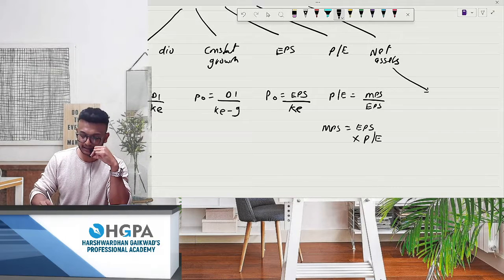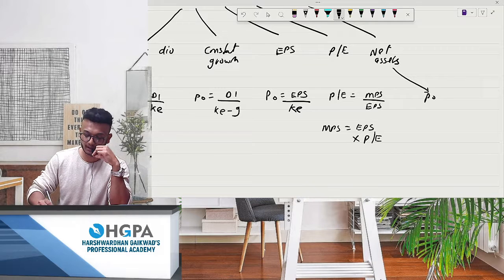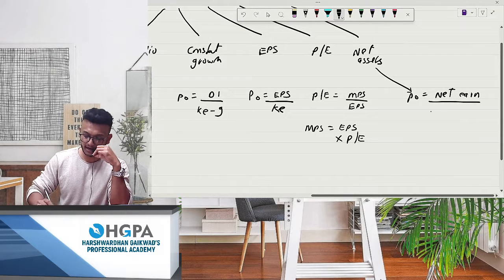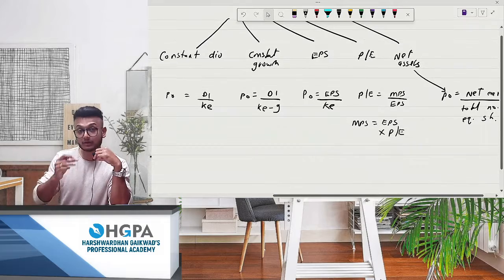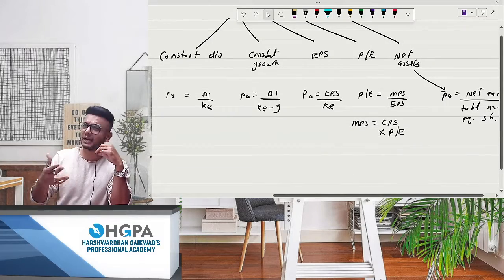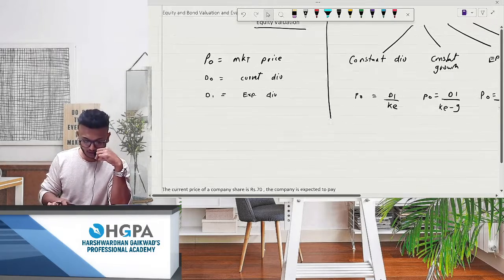And net assets is nothing but what? How will you find out the price over here? That is the net earnings available to equity shareholders divided by the total number of equity shares. Okay. So in all these things, you can compute the formula and you can also compute the price of equity shares. Okay. Chalo. Now we'll do one thing.